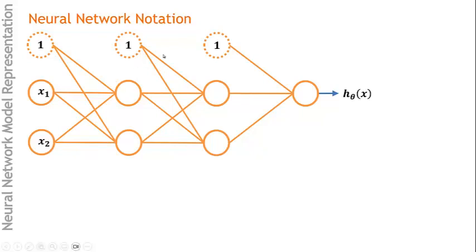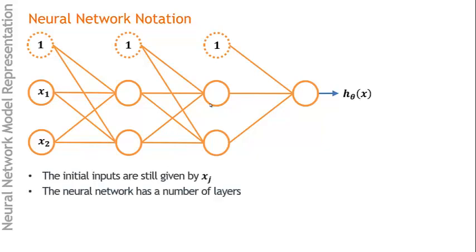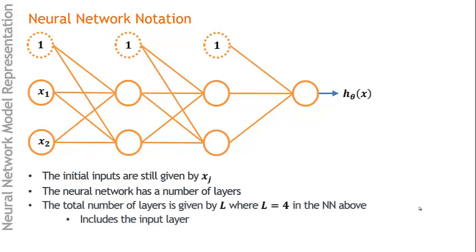All right, so here's our neural network with layers that we showed before. We have initial inputs by X. So these are the features that are put into the neural network. The neural network has several layers, and the total number of layers is represented by the variable L. In this case, L equals 4, and notice that the number of layers includes the input feature and also includes the output node or nodes. In this case, there's only a single node.